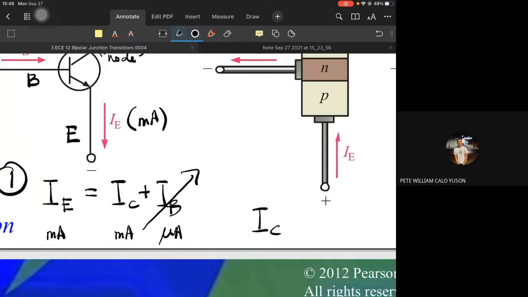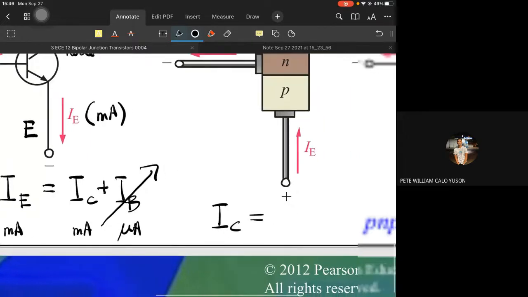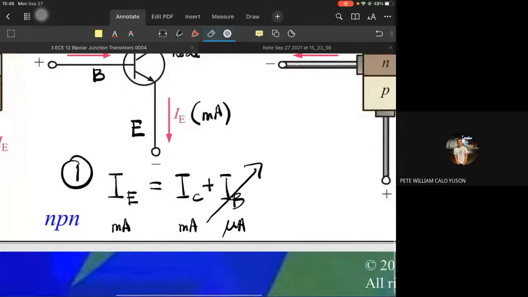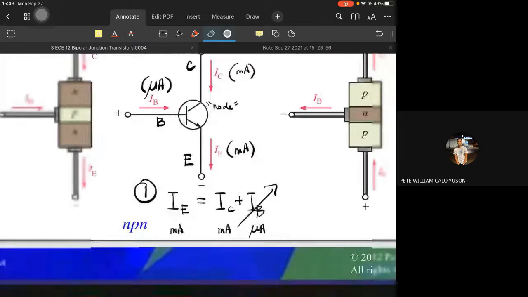So it's good also to remember that IC is approximately equal to IE, no? For switching applications, where IB is negligible. Okay? Pero again, for amplification applications, dili na to ignore si IB, even if si IB is 1,000 times or 100 times smaller compared to IC or IE.